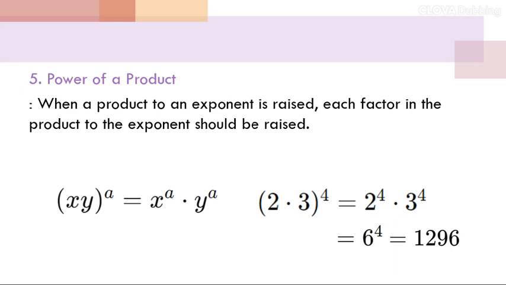Next is the power of a product property. This tells us that when we have a product inside parentheses raised to an exponent, we apply the exponent to each factor inside. For example, the product of 2 and 3 raised to the 4th power can be interpreted as 2 power 4 multiplied 3 power 4.